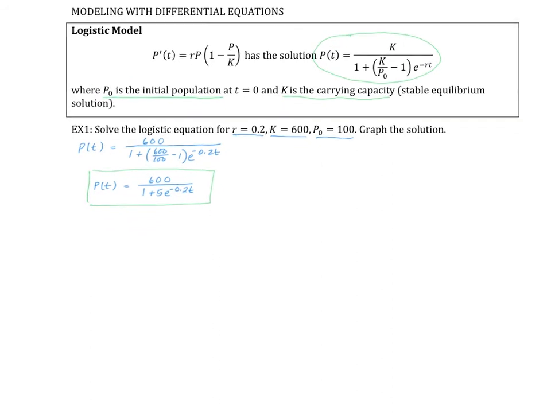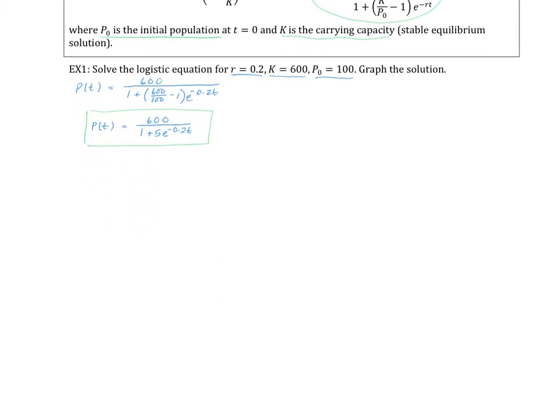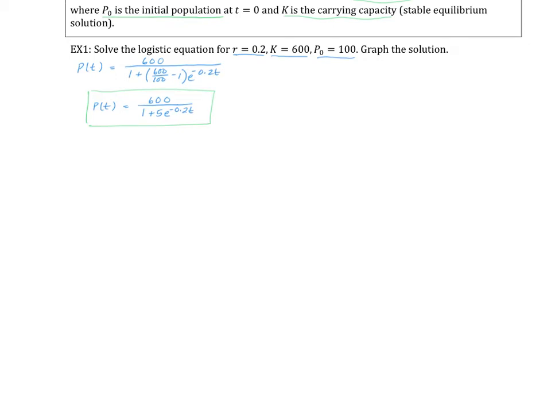And then when we graph this solution, all we have to do is just plug it into a calculator. But let's say that you didn't have a calculator. Since this is modeling a population, the graph will be in the first quadrant. Well, we know our initial population is 100, so I'm just going to pretend like this is 100 here, and this is where my graph is going to start.